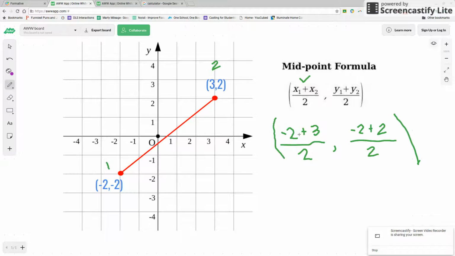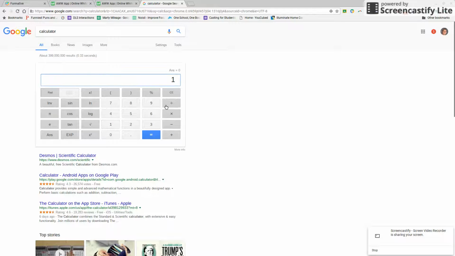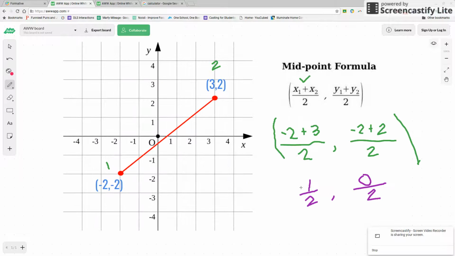Now let's actually do some of the math. Well, negative 2 plus 3 would get me 1. I'm going to divide that by 2. Over here, negative 2 plus 2 is 0 divided by 2. Now we just have to actually do the dividing. We added those top numbers. Now let's do the dividing. 1 divided by 2. If I can't figure that out, pull out a calculator. Well, 1 divided by 2 is going to be 0.5.